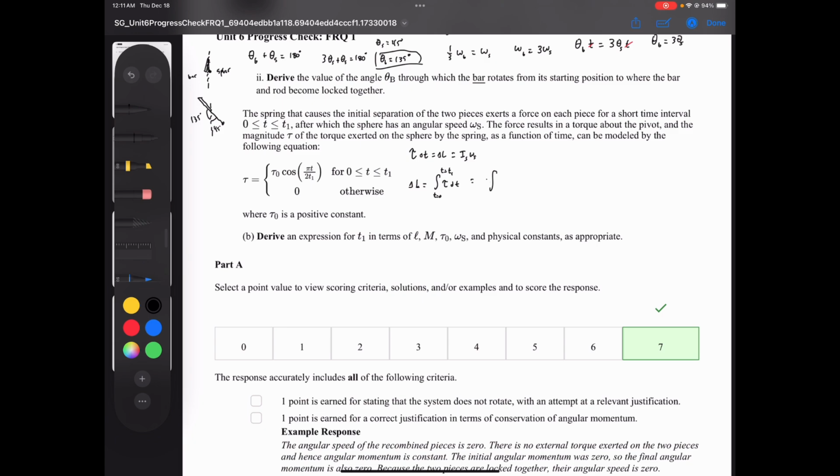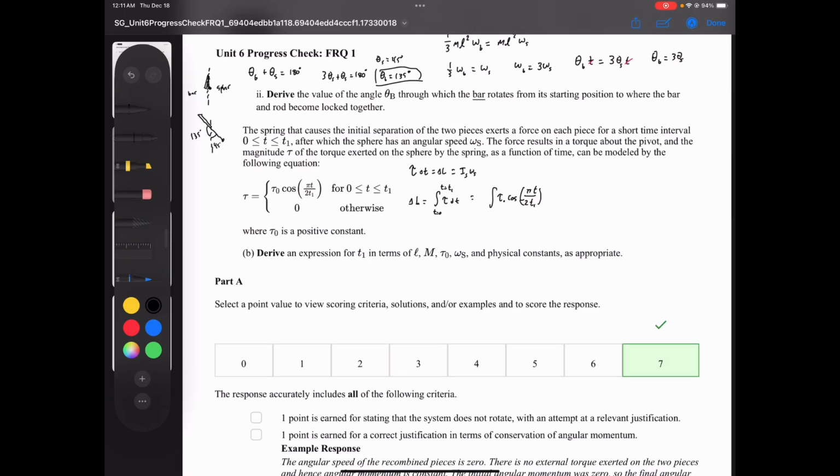So the torque acting on it is tau naught times the cosine of pi times t all over 2 times t1. t1 is a constant. t1 is the amount of time that the spring is actually pushing on the sphere. The variable t in the numerator is the actual variable that we're integrating. I know it's a little confusing. So t1 is a constant value, and the t in the numerator is the variable that we're integrating, with respect to time.